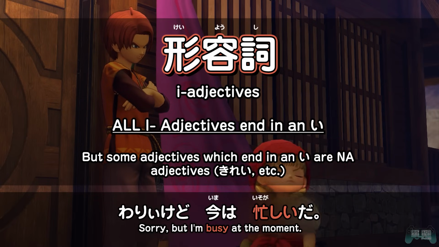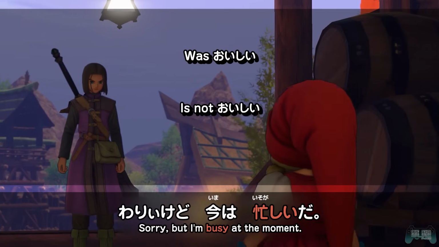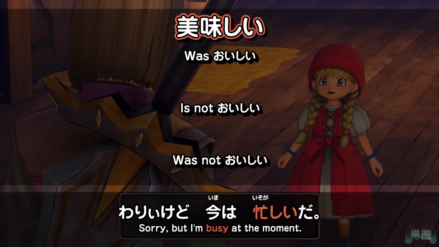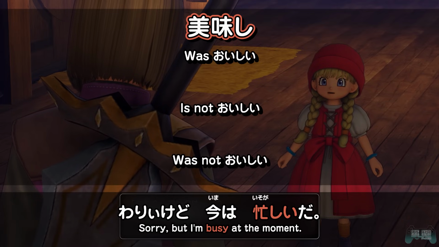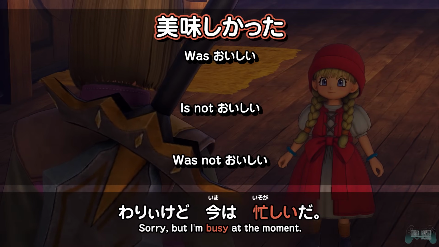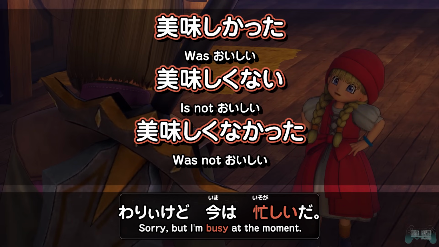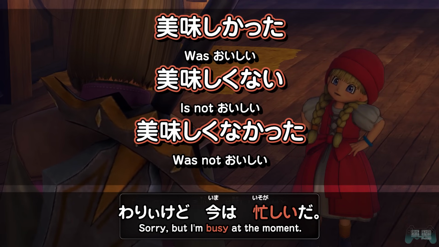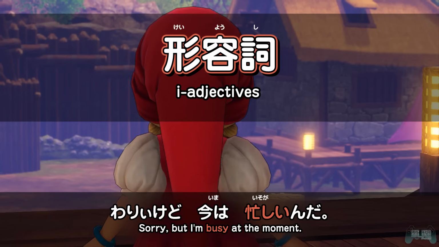Now, when conjugating an E-adjective, perhaps you want to say that something was yummy, or it isn't yummy, or it was not yummy. So in order to do this, you need to drop the last E in the E-adjective and replace it with a ku, turning oishii into oishikatta, was yummy, or oishikunai, not yummy, or oishikunakatta, it was not yummy. And if you're not conjugating the E-adjective, you can just leave it nice and simple like here. I am busy, isogashii da.